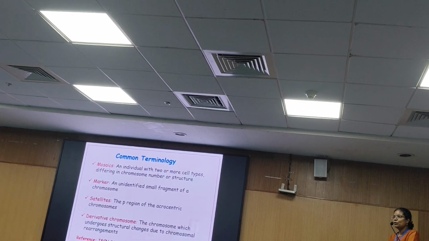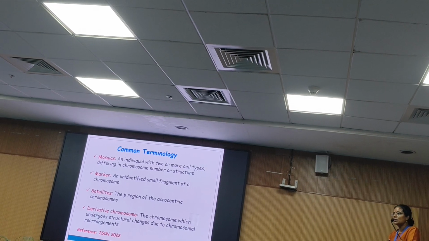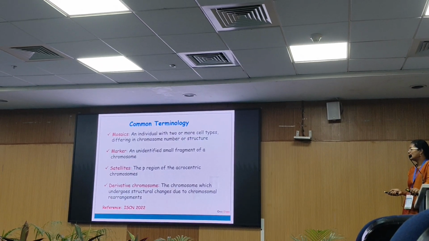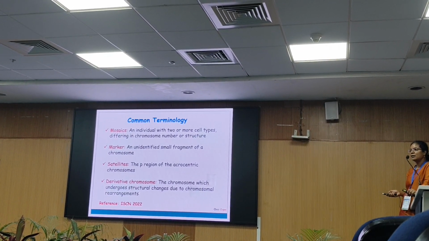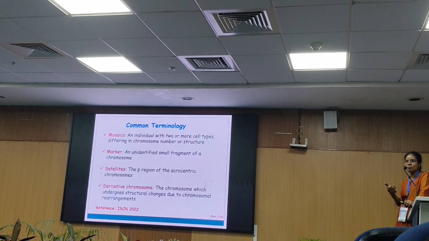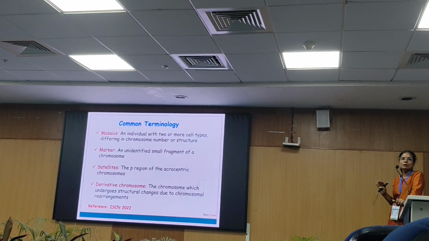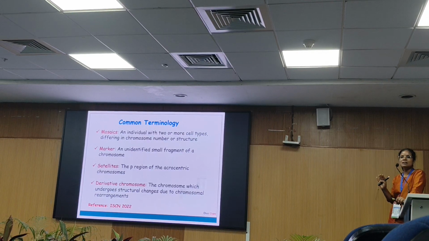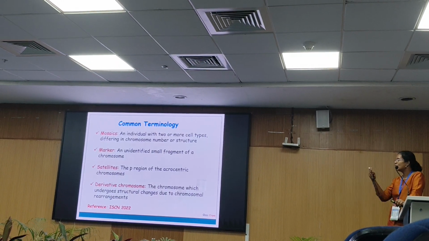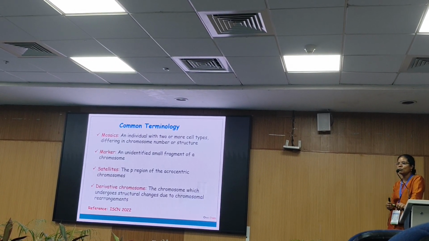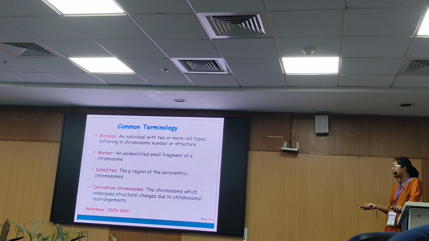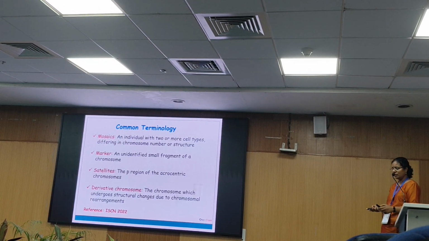And satellites, as I told you, are the P region of the acrocentric chromosomes. And importantly, we should also know what a derivative chromosome is. Any chromosome which undergoes structural changes due to any chromosomal rearrangement like deletions, duplications, or translocations is called a derivative chromosome. This is the basic terminology that will be used in cytogenetics so that you can converse, saying okay, this is a case of a derivative chromosome, or in this karyotype we have a marker chromosome. All these can be referred in ISCN 2022.